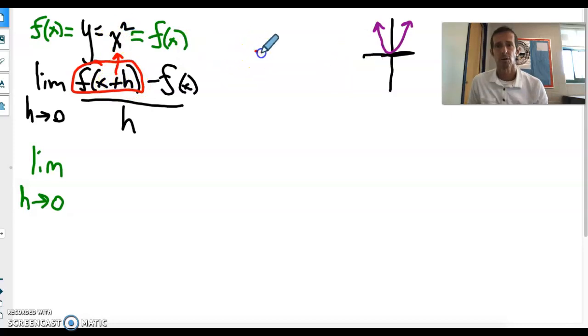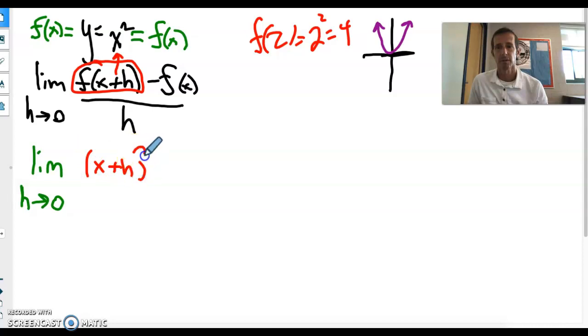Just like if I asked you what f of 2 was, you would take the 2 and you would plug it in here and you would square it. So you would tell me it is equal to 4. Well, I want to know what x plus h is when I square it. So this first function is going to be the quantity x plus h squared. And that's where our algebra is going to come into play.